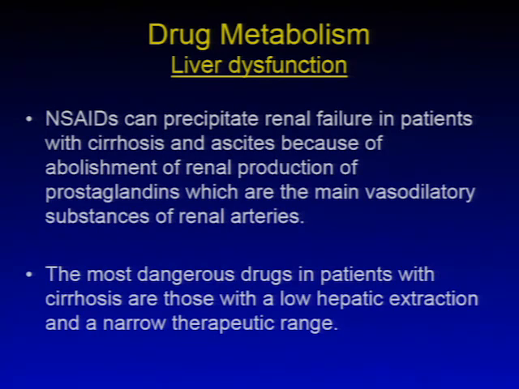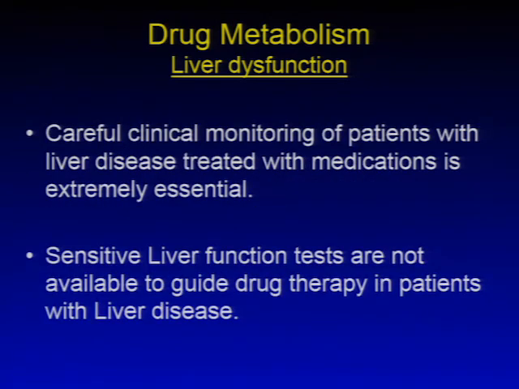NSAIDs can precipitate renal failure in patients with cirrhosis and ascites because of the abolishment of renal production of prostaglandins, which are main vasodilatory substances of renal arteries. The most dangerous drugs in patients with cirrhosis are those with low hepatic extraction ratio and a narrow therapeutic range. Careful clinical monitoring of patients with liver disease treated with medication is extremely essential. Sensitive liver function tests are not available to guide drug therapy in patients with liver disease.